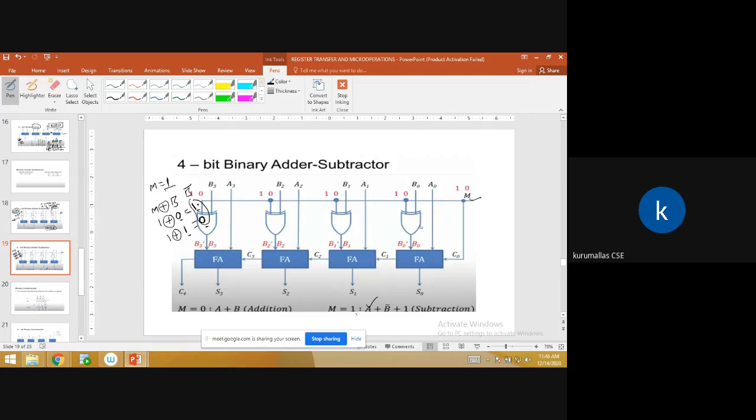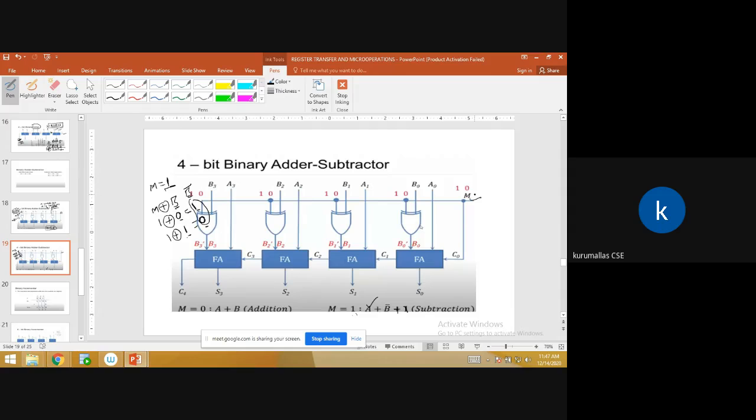But actually what are the b values? 0 1. By seeing this output 1 0, this is b bar, the complement of b, plus the carry, whatever the m value is there, that is the carry. Already we are taking the m value as 1, so this m equal to 1 is sent to the carry. Then the subtractor can be represented as a plus b bar plus 1. Remember, don't confuse.